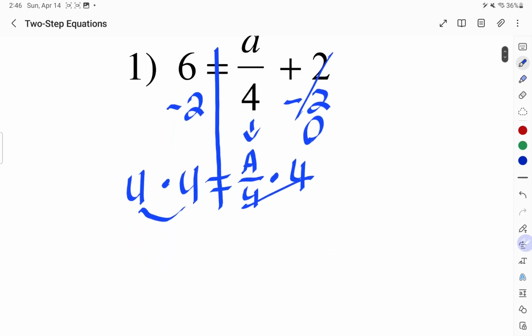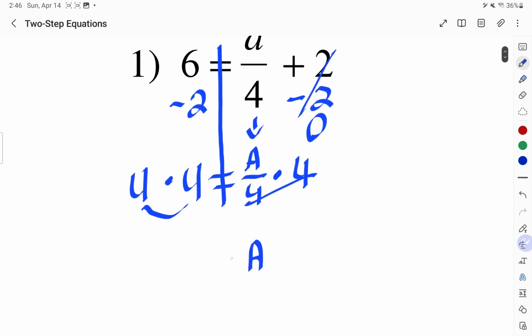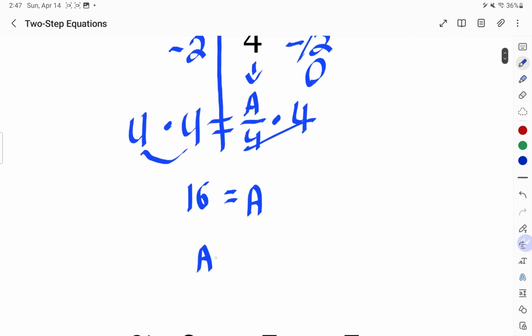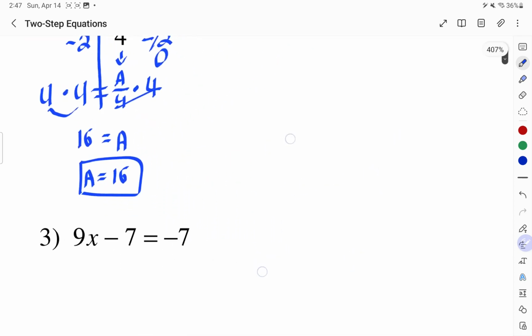So what I have is, on my right, I have a by itself. And on my left, I'm going to have 16. Now, I don't like to put the number first, so I'm just going to change position on both of them. So a is equal to 16. Okay, pretty easy. Now, let's do a different type of problem.